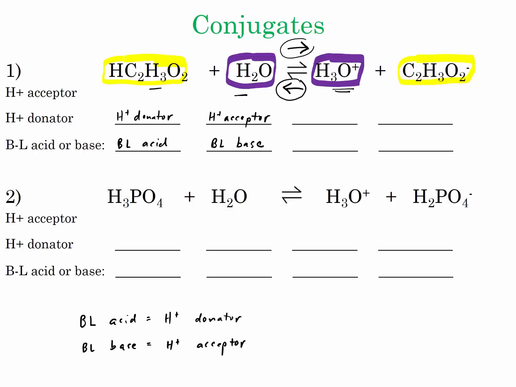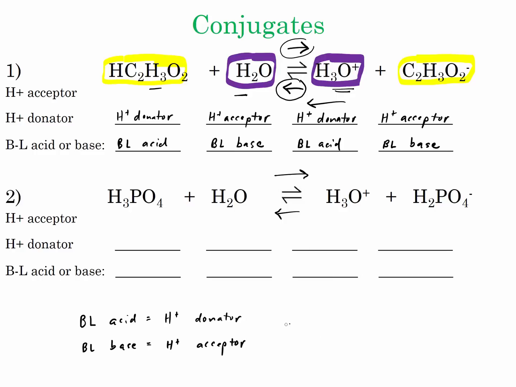Now, when we look in the reverse direction, going this way, the acetate ion is accepting a proton. So this is the H plus acceptor, and the hydronium ion is the proton donator. So this was our Bronsted-Lowry acid when we go right to left, and this was the Bronsted-Lowry base. In a similar fashion, we can look at this reaction going left to right, and then again going right to left.